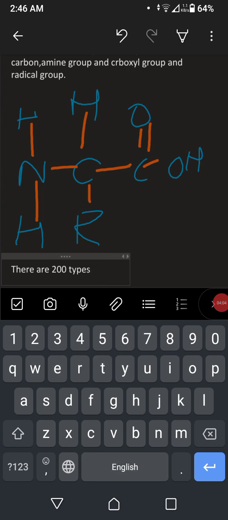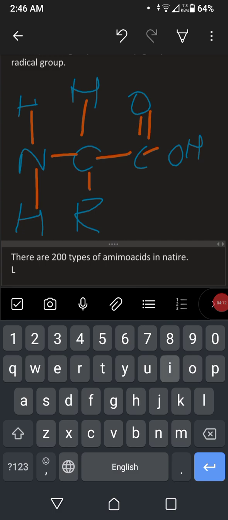Okay, so this is an MCQ. There are 200 types of amino acids in nature, but living organisms have 20 amino acids.